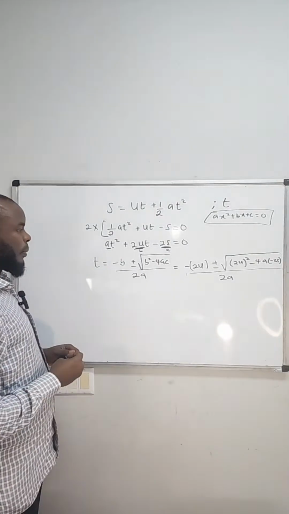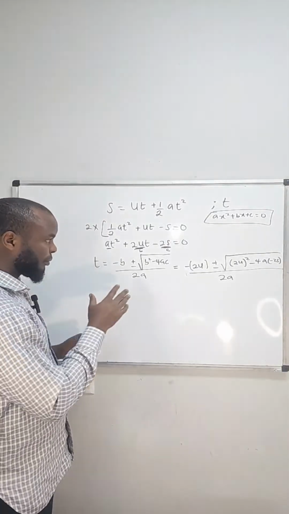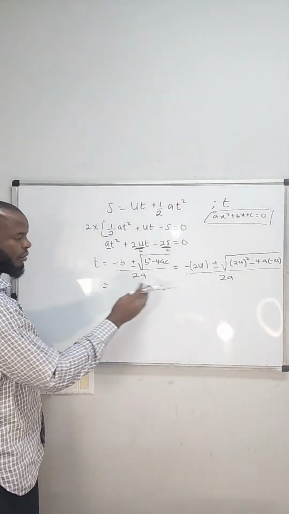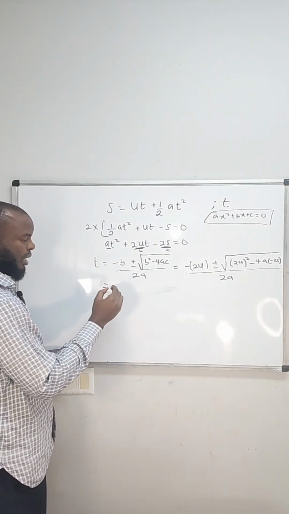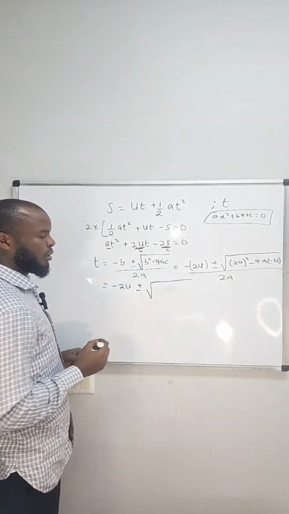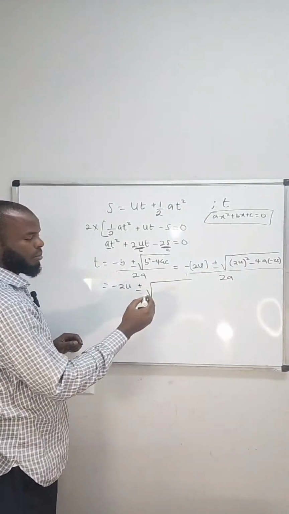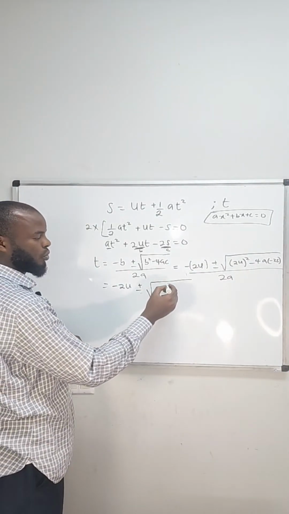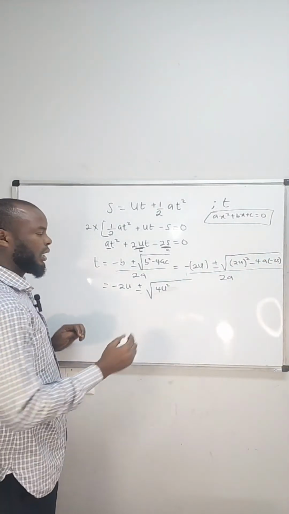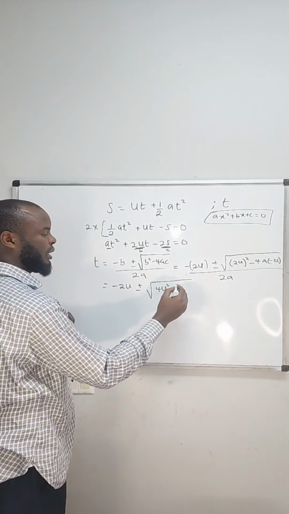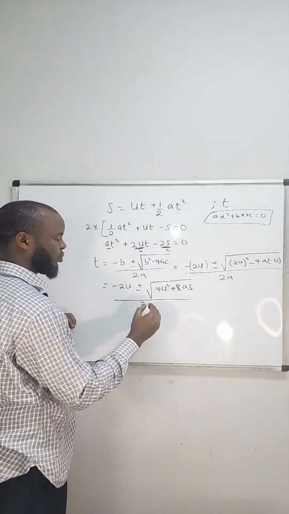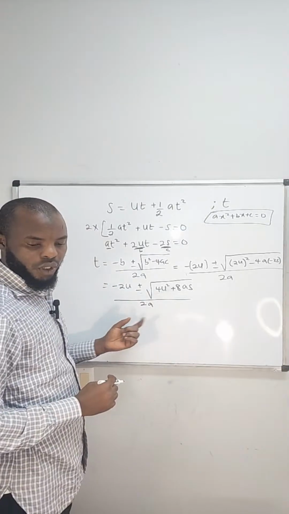Okay. Now we have this. Now, simplifying this further, here we have minus 2U plus or minus 2U all squared, which is going to be 4U squared. Negative multiplying negative gives positive 8AS over 2A. So this is what we've got.